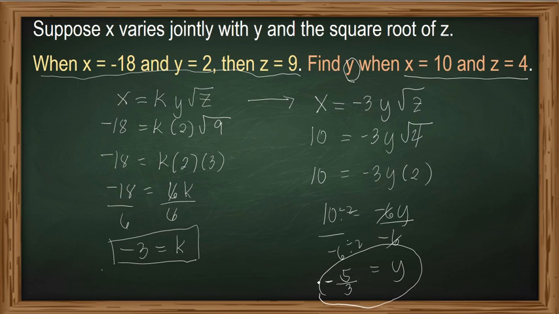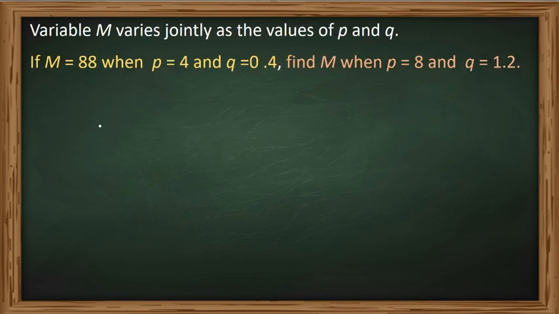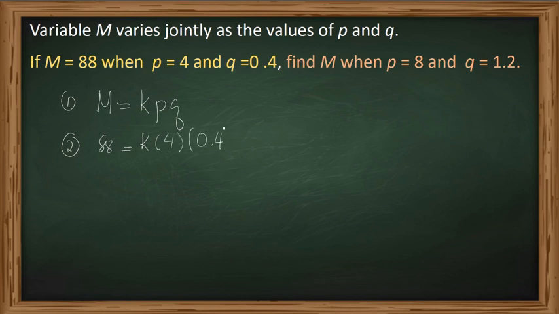Okay, did you get it? Another example. Variable m varies jointly as the values of P and Q. Okay, this is step 1. Then step 2, solve for K. So we have M is equal to 88. When P equals 4, do not forget to copy K. When P equals 4 and Q is equal to 0.4.